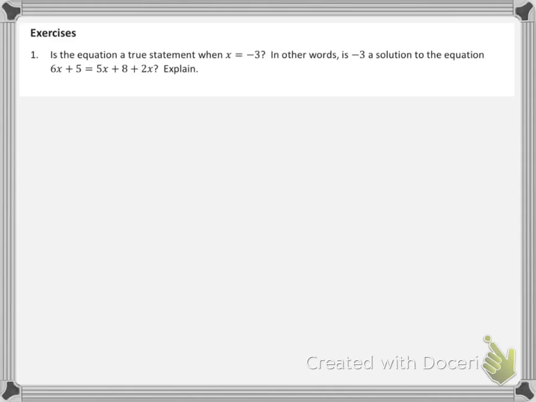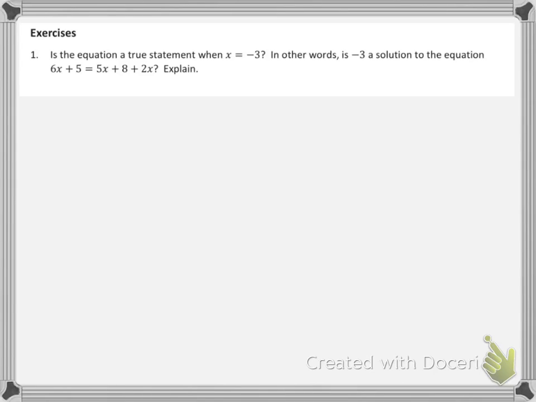Okay, working again with linear equations. Is this equation a true statement when x equals -3? In other words, is -3 a solution to the equation 6x plus 5 is equal to 5x plus 8 plus 2x? All right, let's take a look. In order to find out if x equals -3 is a solution, we need to substitute it into the equation. So whenever I see an x, I'm going to substitute a -3.